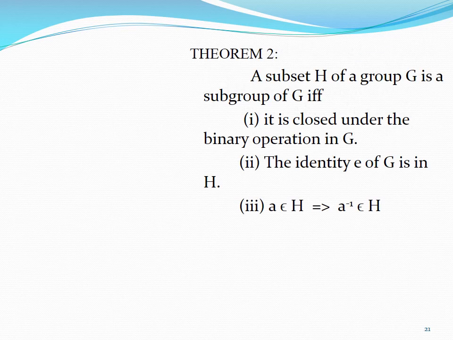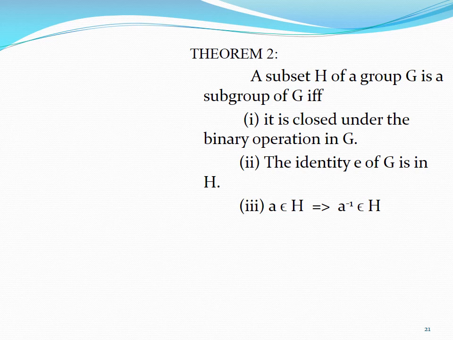One proved. Next, theorem 2: a subset H of a group G is a subgroup of G if and only if it is closed under the binary operation in G, the identity e of G is in H, and a belongs to H implies a inverse belongs to H. So a subset H of a group G is a subgroup means that three conditions hold: the closure property, existence of identity, and existence of inverse.